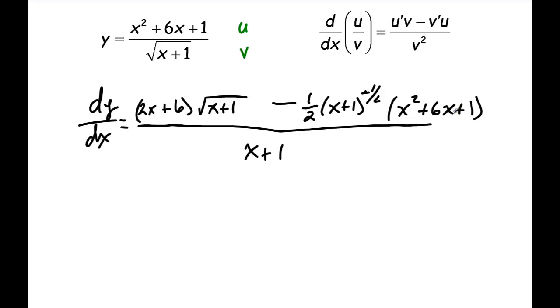Now, we don't have to worry about simplifying the top here. It's possible, but it's a fairly complex process, so we're not going to worry about it. But let's review this again. Remember, this is u prime, this is v, this is v prime, and this is u. And that's where all these pieces come from. The derivative of u times v, u prime v, minus the derivative of the bottom times the top. One more quick example, and we'll call it here.